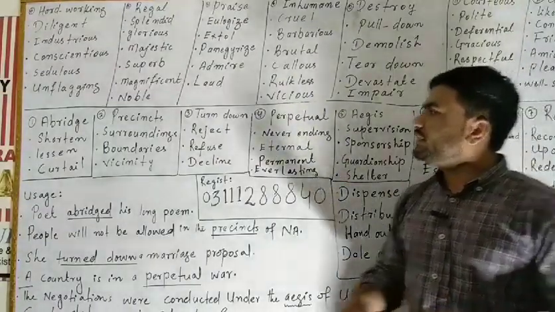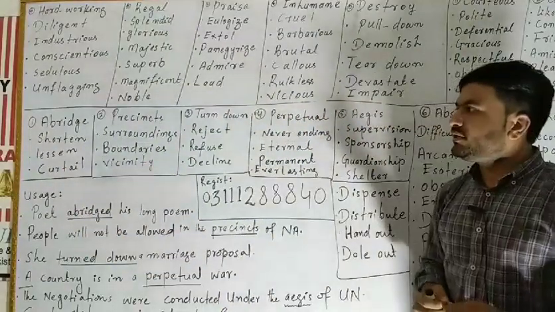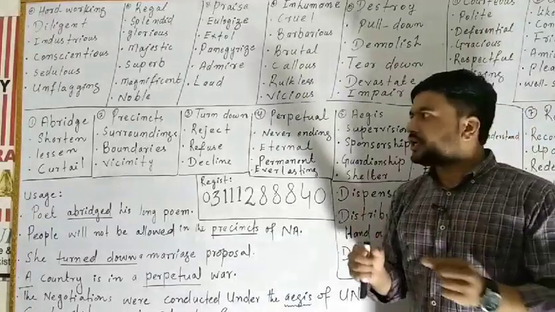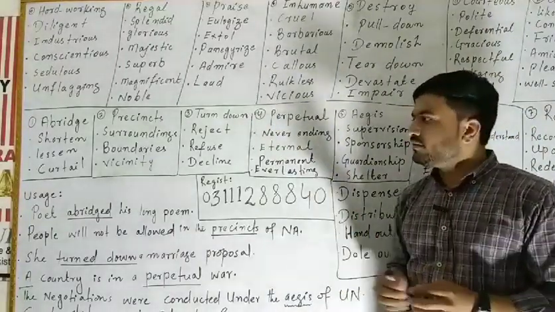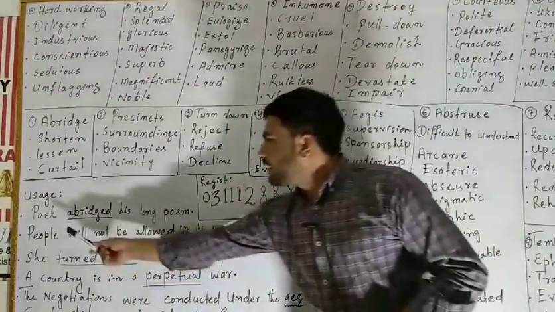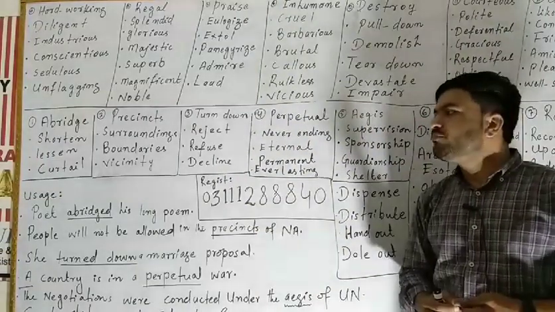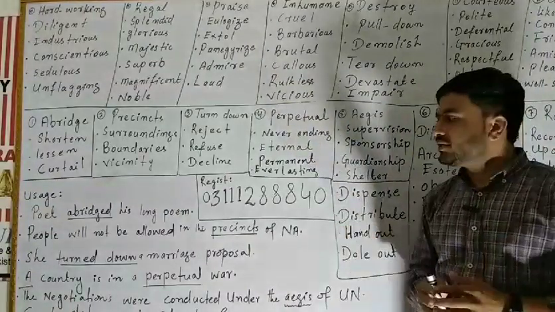Then we have word number 2, abridge. Abridge means shorten something, lessen, curtail. I can give an example over here. The poet abridged his long poem. Abridge means shorten, lessen, curtail.